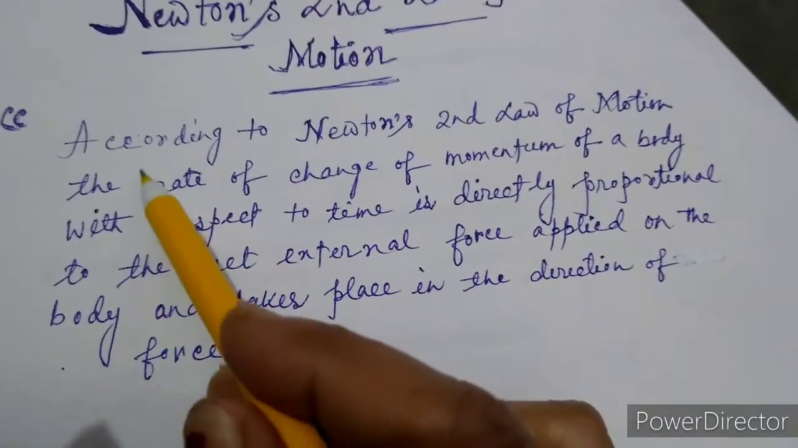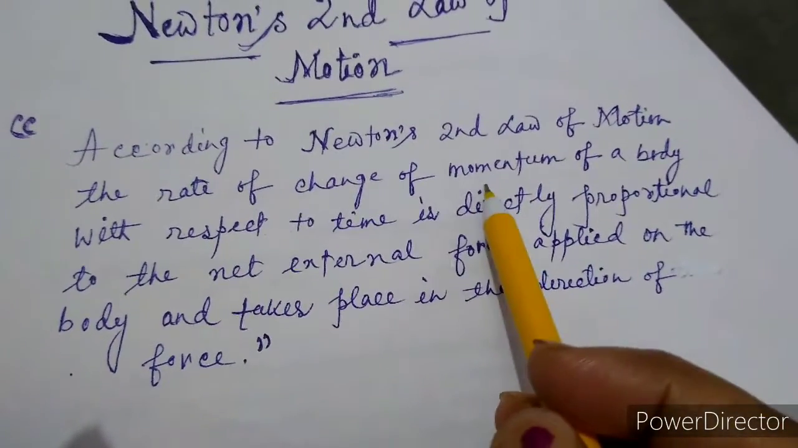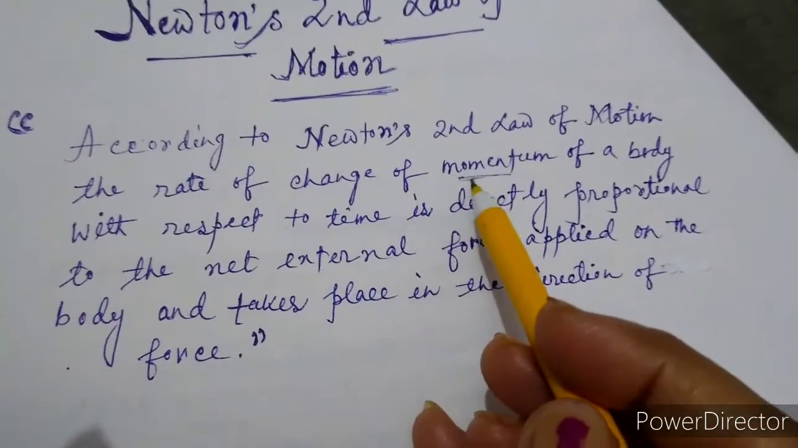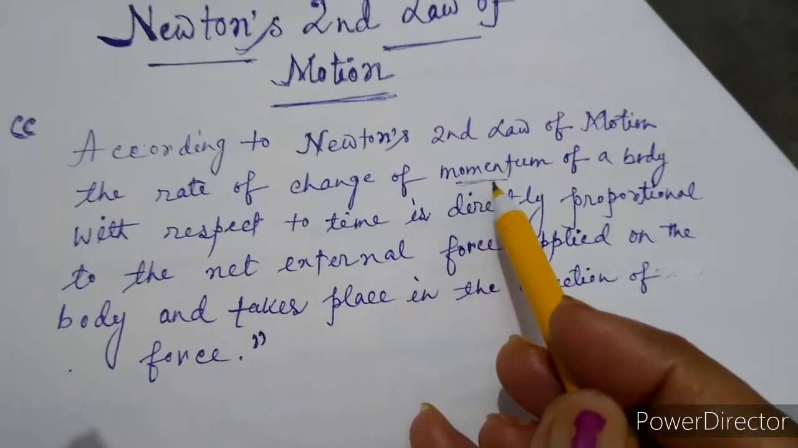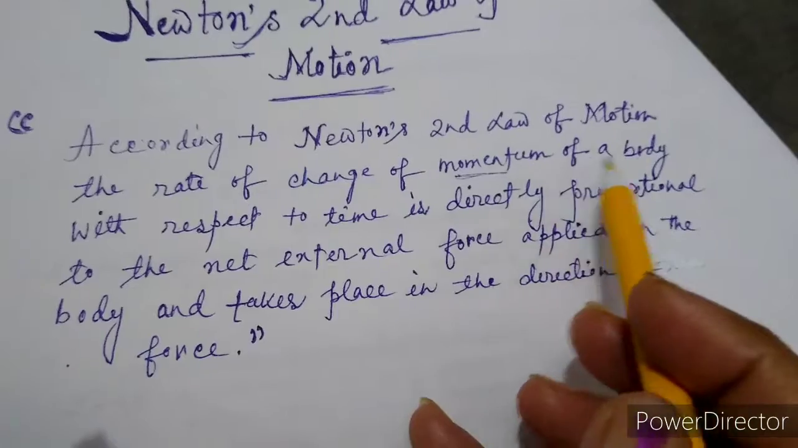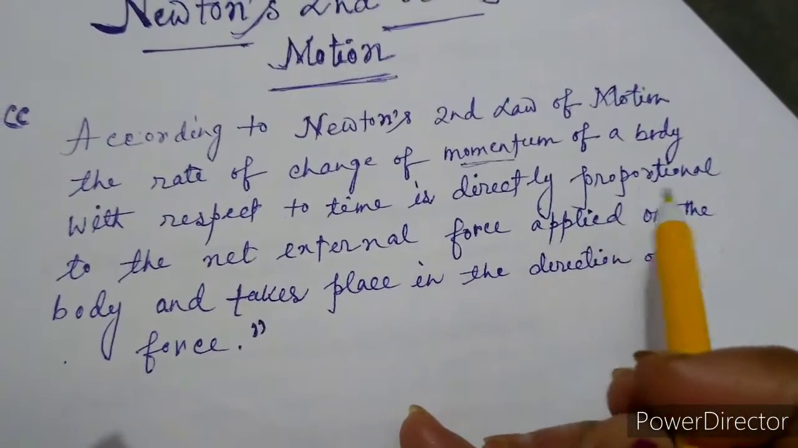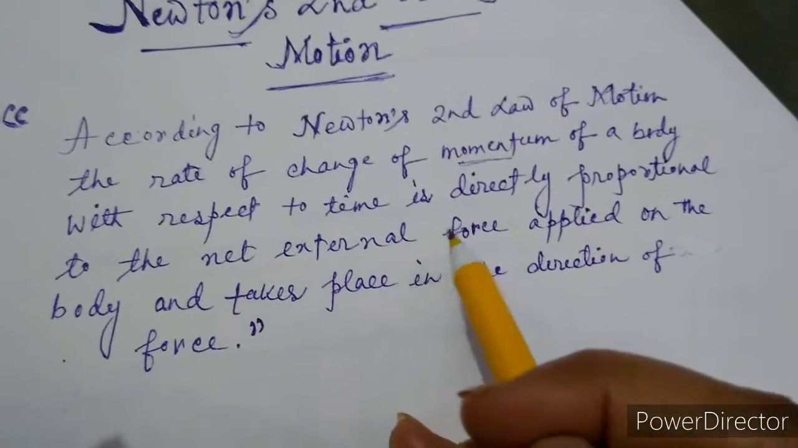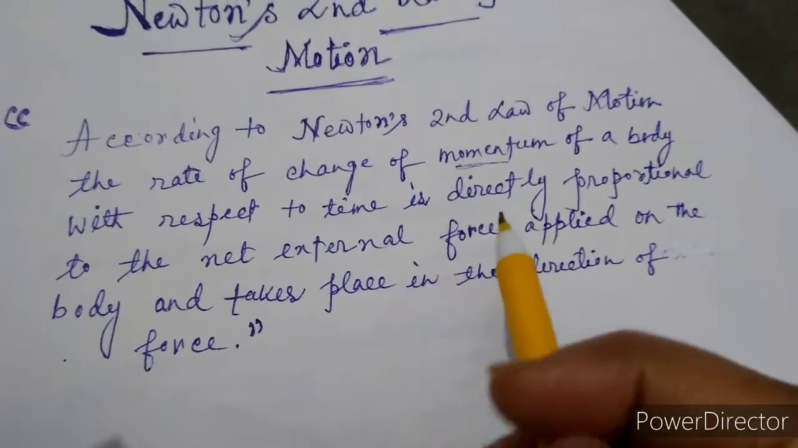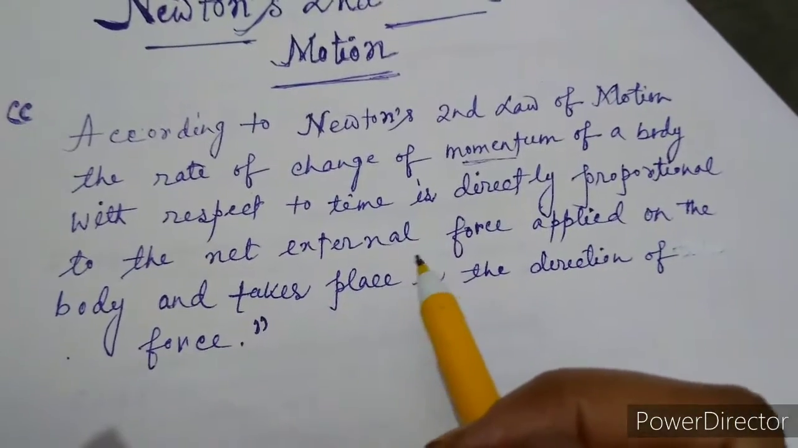Newton's second law of motion says that the rate of change of momentum is, as you have read in the previous video, what momentum is. Momentum is denoted by P, and P is equal to mv. So it is said that the rate of change of momentum of a body with respect to time is directly proportional to the net external force applied on the body and takes place in the direction of the force. That means it is directly proportional to the net external force.